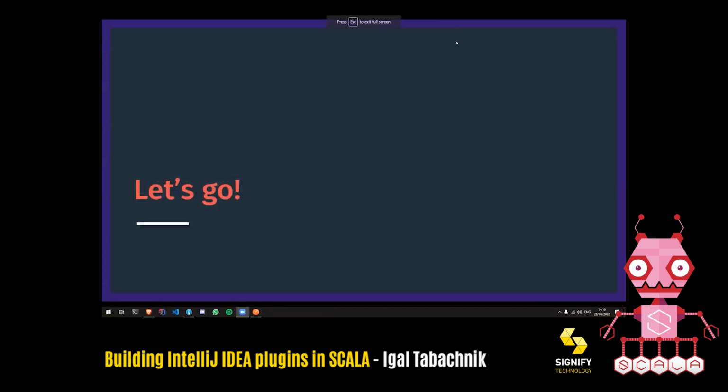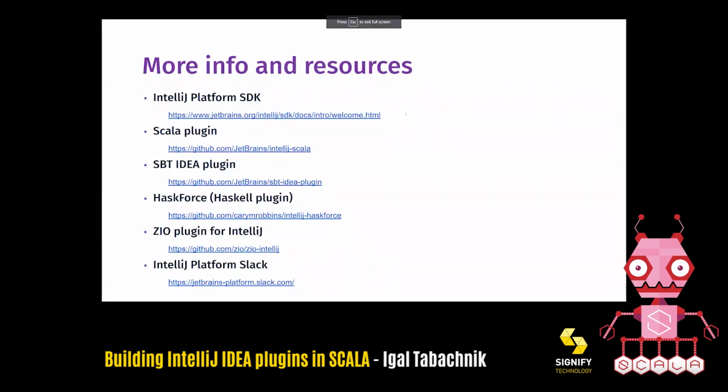I'm sorry for taking more time. Just as a summary, if you're interested in doing stuff like that, here's a bunch of things that you can look at. You have the source code for many of these things on GitHub for the Scala plugin. And if you actually want to see what a bigger plugin looks like, you can go and look at HaskForce, which is the implementation of Haskell for IntelliJ written in Scala. This is by Carey Robbins, who also created the newtype macro. So if you want to see a complete implementation of an entire language support in IntelliJ, you can go and look at the source code for that.